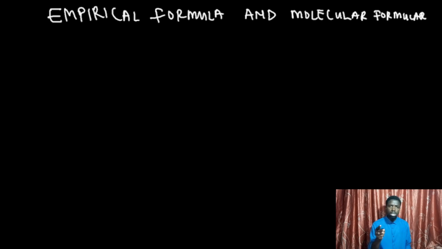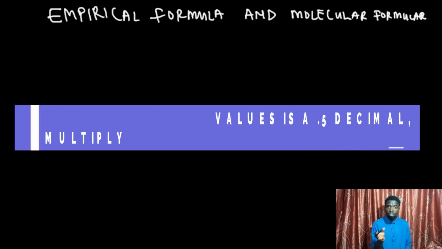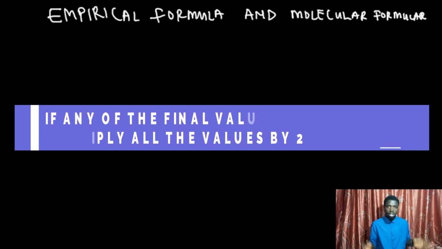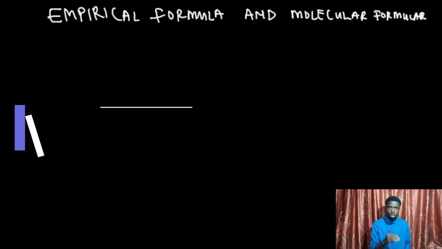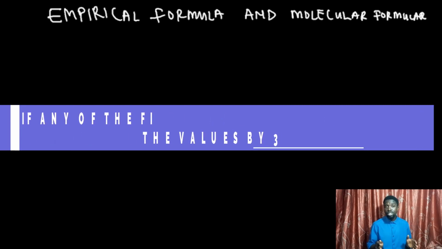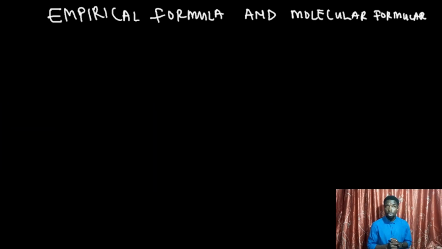Okay, now there are two things I'd like us to note. The first thing I'd like you to notice: if you have a 0.5 decimal as a final value, what I mean by a 0.5 decimal is 0.5, 1.5, 2.5, anything 0.5. Once you have a 0.5 decimal as your final value, multiply all the values by 2. Yes, once you have 0.5, don't approximate. You multiply all the values by 2. On the other hand, if you have a 0.3 or 0.6 decimal, you multiply all the values by 3. So have that in mind. With these simple rules, you can be able to solve any empirical formula question.